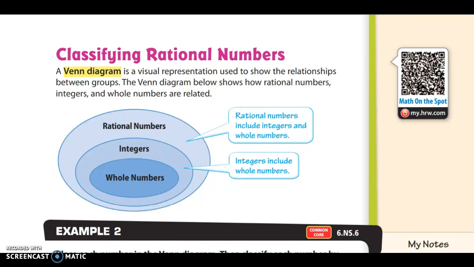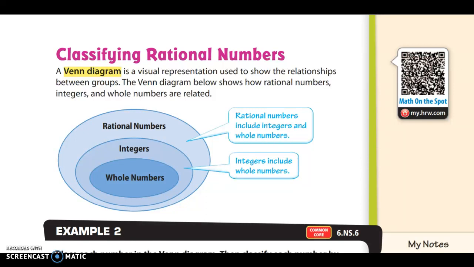A Venn diagram is a visual representation used to show the relationships between groups. The Venn diagram shows how rational numbers, integers, and whole numbers are related. I want to point something out to you, and I'll do this multiple times. Look off to the right. It says rational numbers include integers and whole numbers. So we have this big oval called rational numbers, but inside of that is a subset called integers, and inside that subset of integers is a subset called whole numbers.